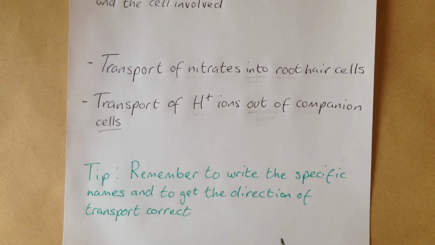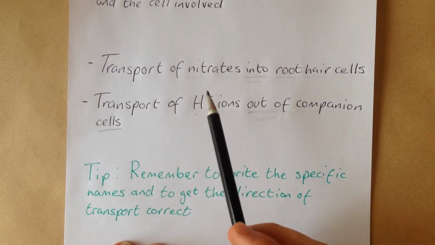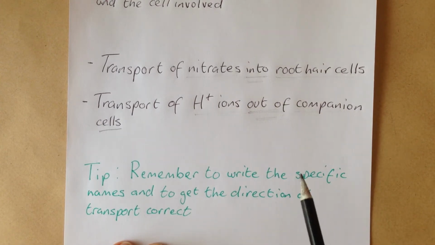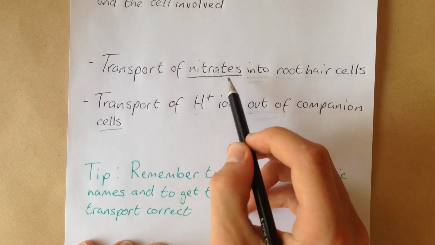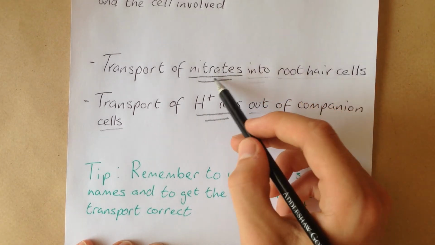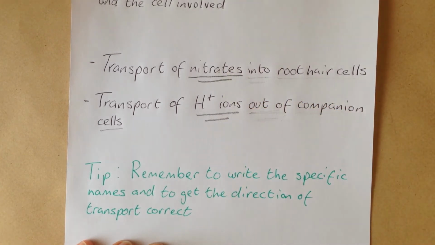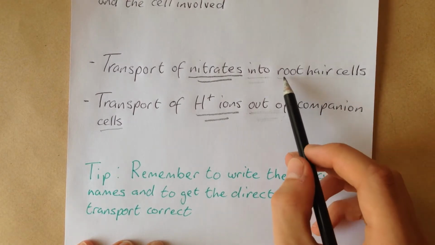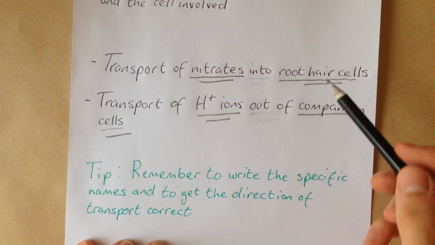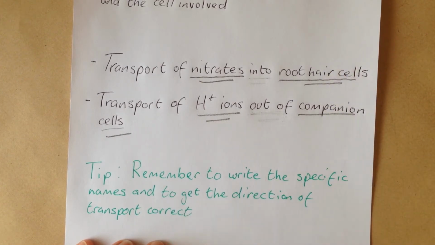Now with this question, it would be important to remember to write down the specific names of the substances and the cell involved, like the question asked. And so you can see I've written nitrates and hydrogen ions instead of just ions or molecules. We can also see I've written root hair cells and companion cells rather than writing just the roots or the phloem. You have to write down the specific cells.